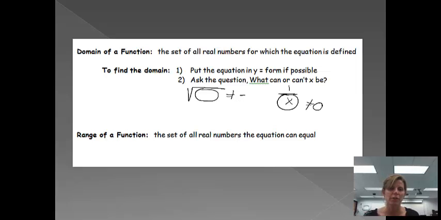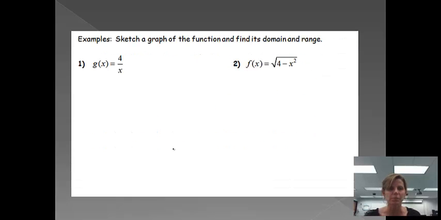The range of a function is just the set of all real numbers the equation can equal. So basically what you're going to be looking for is, once I put in all the different x's that I can put in, what types of answers will we get? So here are a couple examples. It says to sketch a graph of the function and find its domain and range. I'm going to try to work these problems a couple different ways so that you can see what's going on.